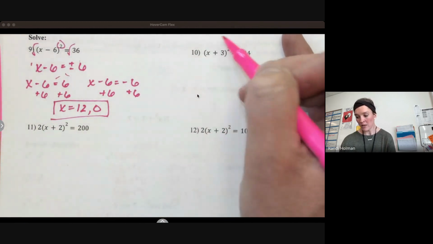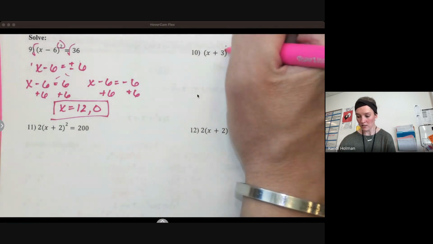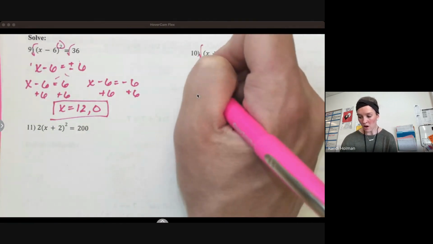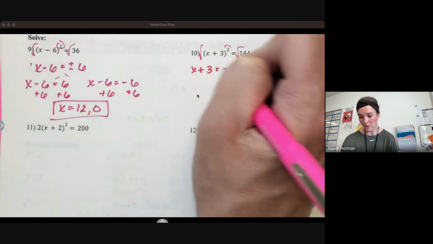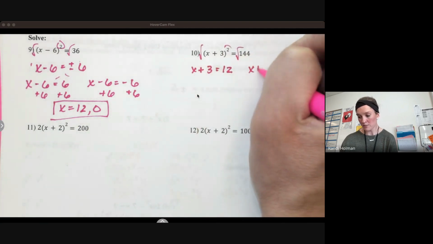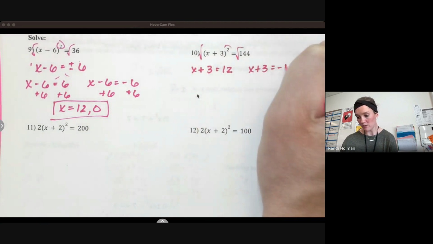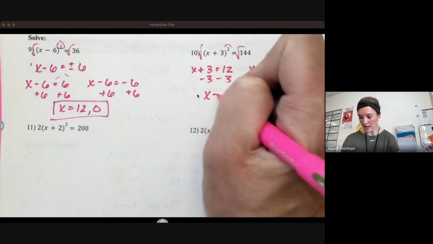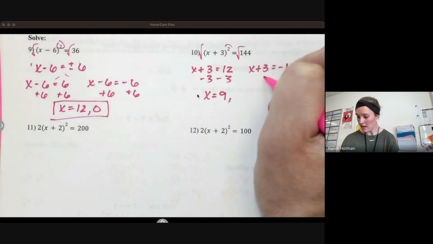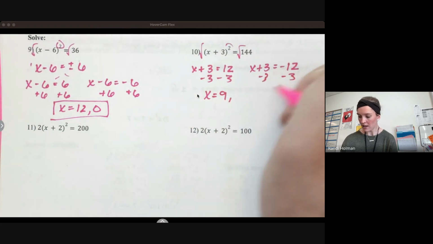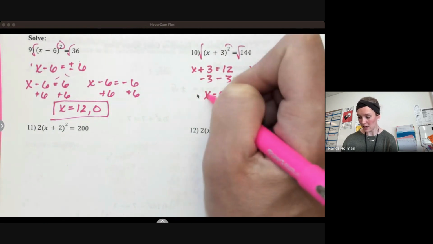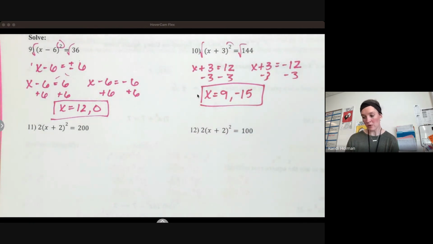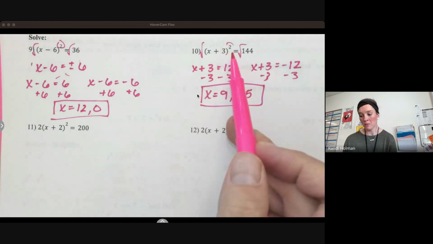Okay, same thing here. We have this whole thing is being squared. So this is the next thing I need to undo. Introduce that square root. I'll get x plus 3 equals 12. X plus 3 equals negative 12. Solve those individually. I get x equals 9, and here I get x equals negative 15. So we get those two solutions that both work for our problem. You can plug it back in to check.